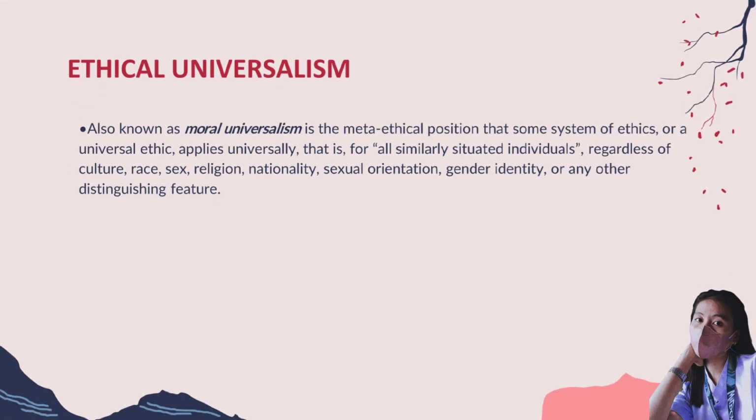Ethical universalism is also known as moral universalism. It is the meta-ethical position that some system of ethics or a universal ethic applies universally, that is, for all similarly situated individuals regardless of culture, race, sex, religion, nationality, sexual orientation, gender identity, or any other distinguishing features.